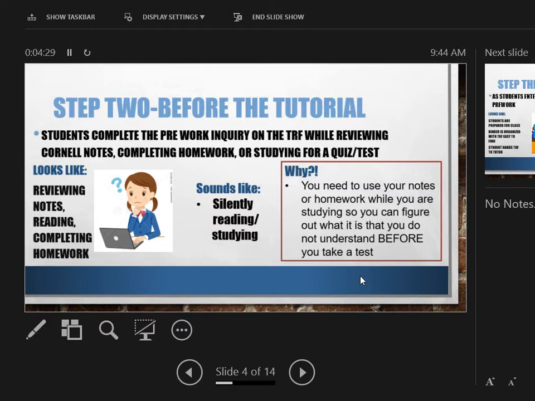It looks like reviewing your notes, reading, completing your homework, studying. Sounds like you're probably silently reading or studying the material. You need to use your notes or homework while you're studying so you can figure out what it is that you do not understand before you take a test. It is much better to study appropriately and prepare for your test the first time than to take a test and fail it and feel bad about yourself and then study again and then have to stay after school and retake your test because you couldn't do well the first time. You're just wasting your own time by not being adequately prepared.